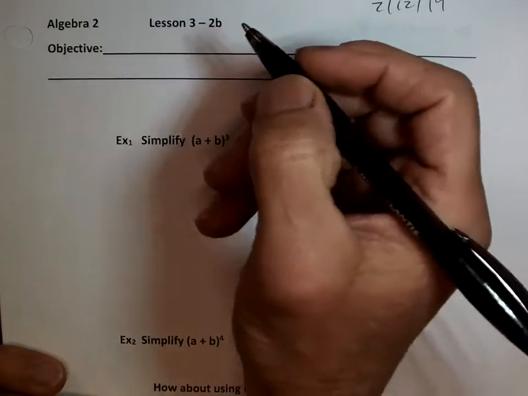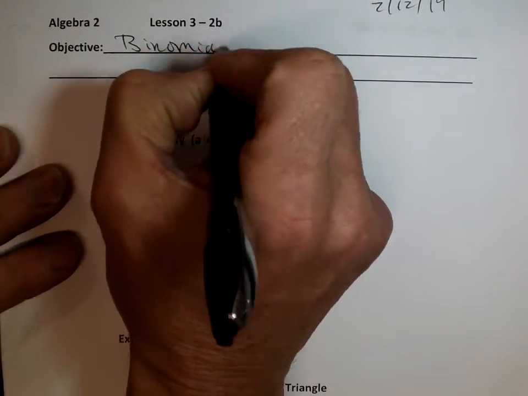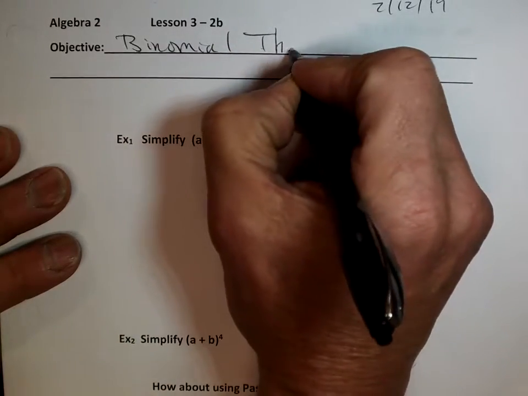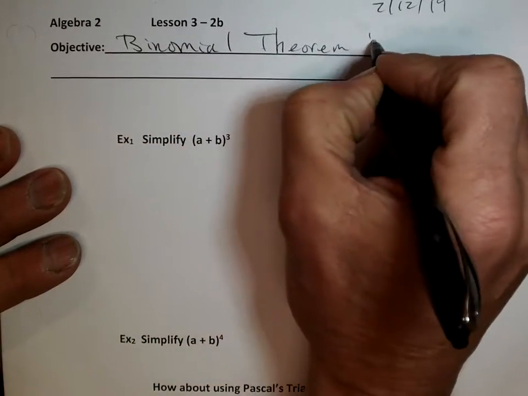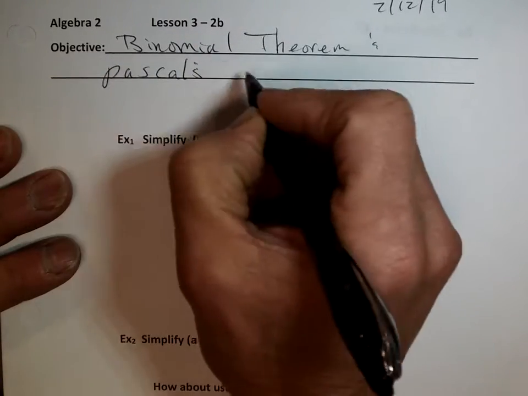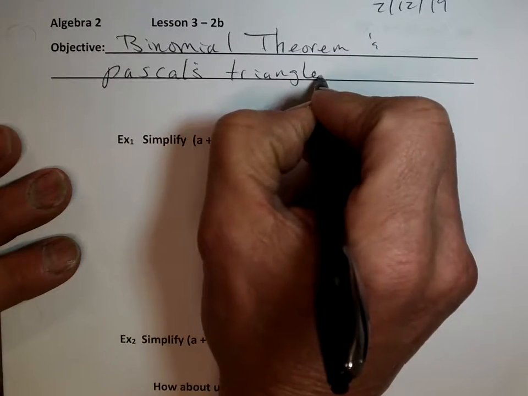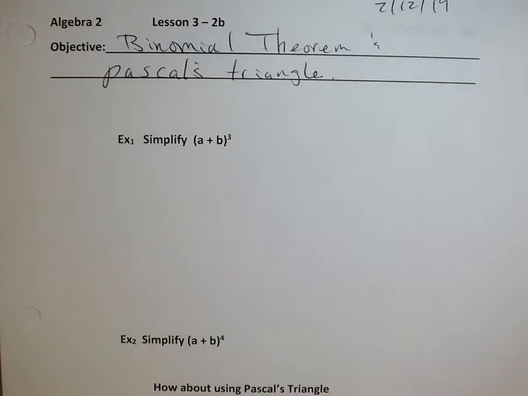So, today what we're going to talk about is the binomial theorem and Pascal's triangle.